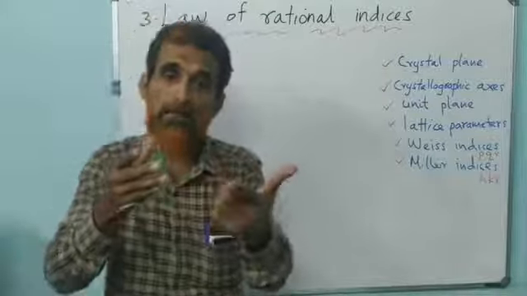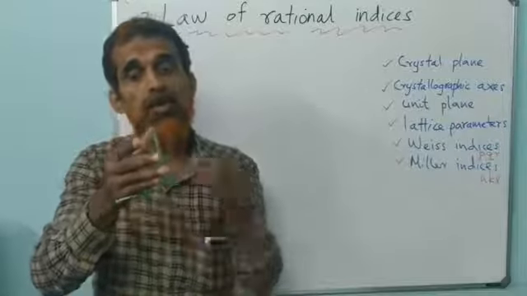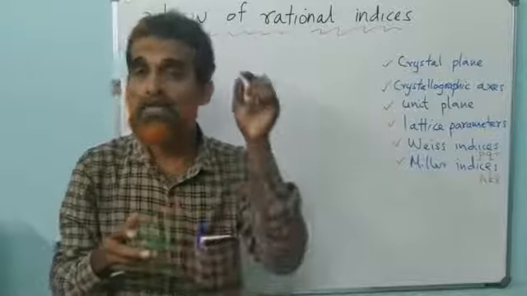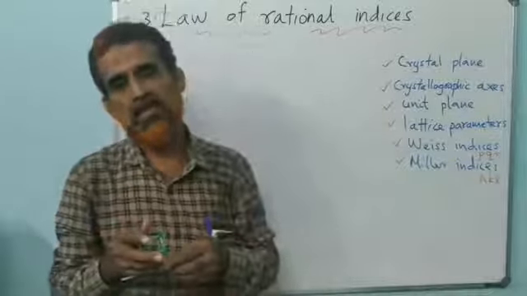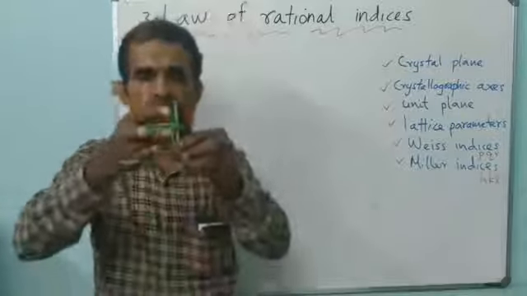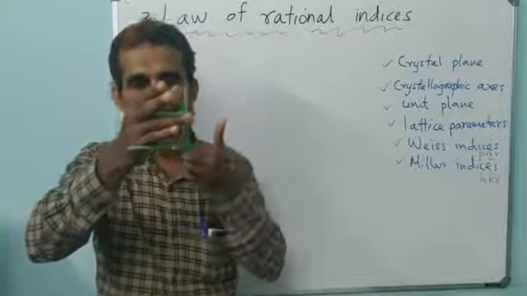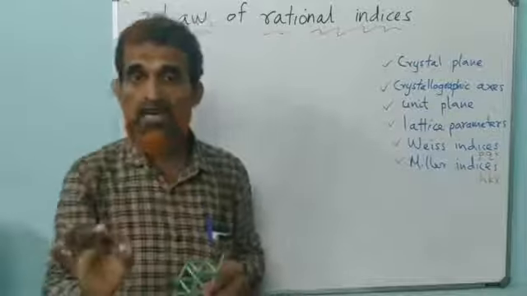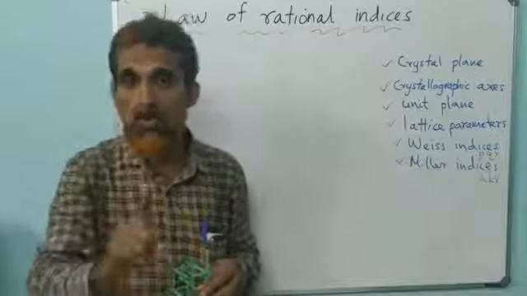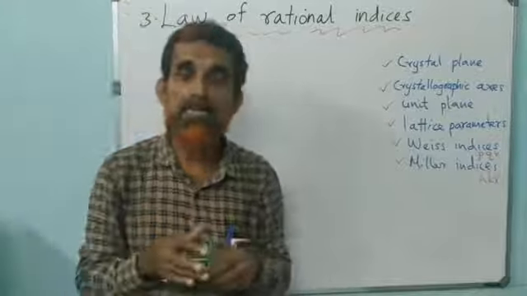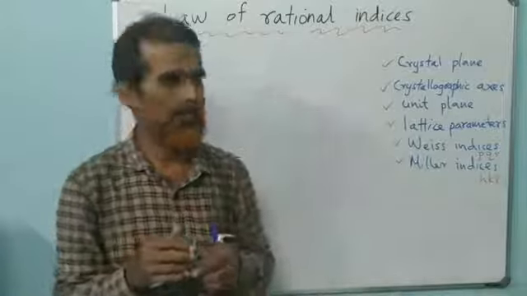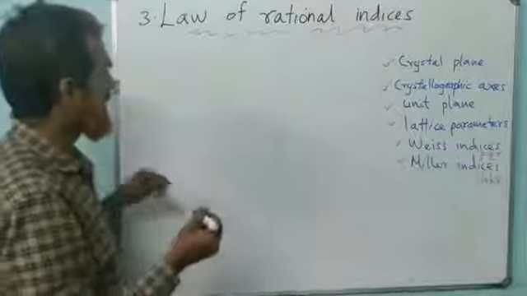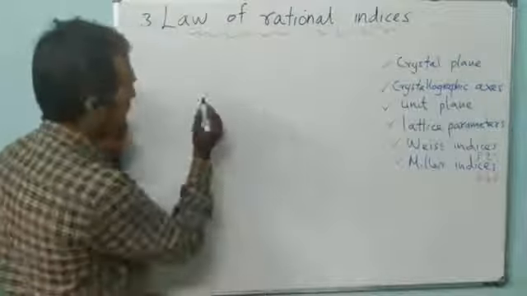So a plane can intercept an axis or it can remain parallel to it. When it is parallel to an axis, we say it cuts at infinity. It intercepts at infinity. Similarly, you can see here in the z-axis also this plane is not cutting, not intercepting. So a crystal plane can cut one or more crystallographic axes or it can remain parallel to it. Now we consider unit plane. What is a unit plane?